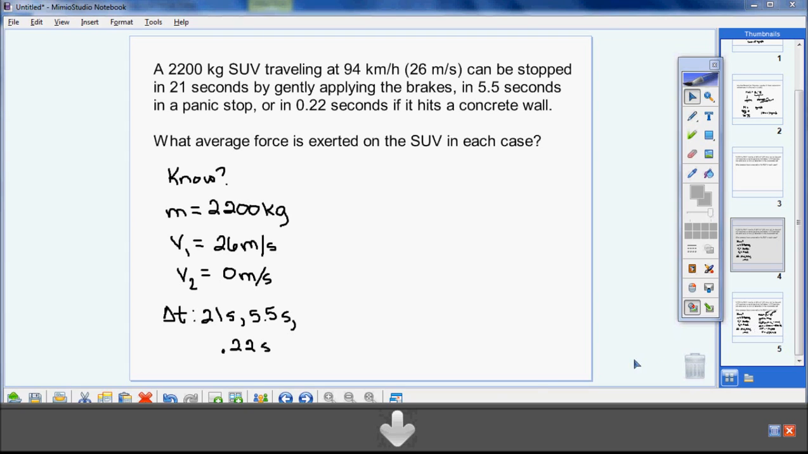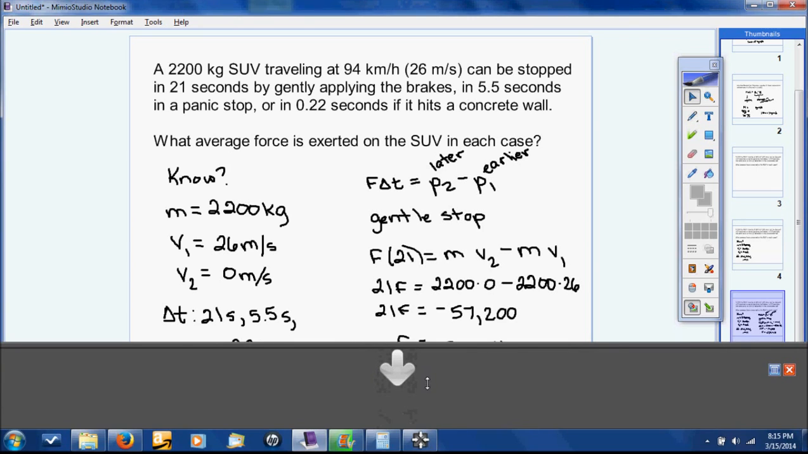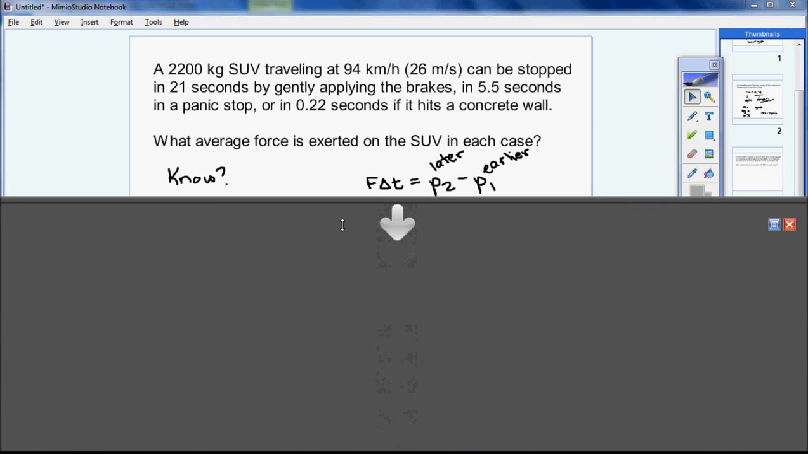So first of all, I'll bring this up. We're going to revisit the impulse momentum theorem. It's the impulse equals the change in momentum. We have a later momentum and we have an earlier momentum. So it's the later one minus the earlier one.